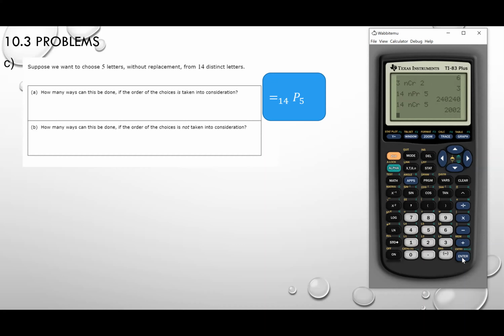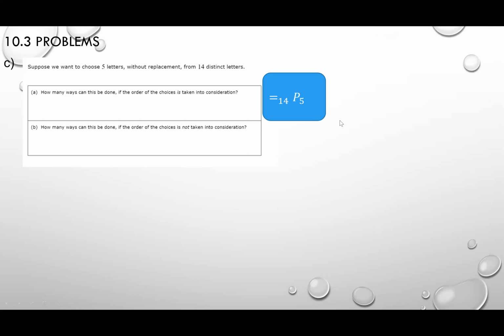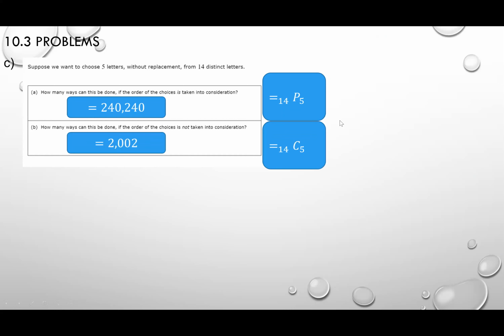And yes, ladies and gentlemen, if you have not recognized it, the combination will always be smaller than the permutation. The combination will always be smaller than the permutation when the order matters, you will always have more items, because they are restricted in terms of which one comes first and which one comes second, and so on and so forth. If they don't restrict it, you will have fewer items.